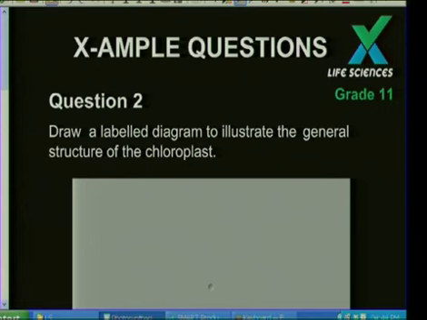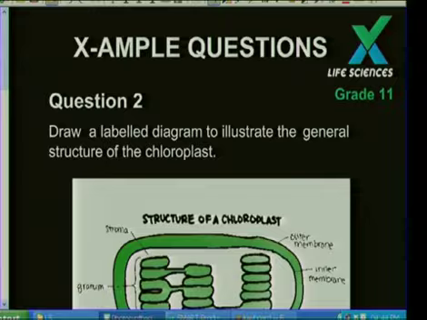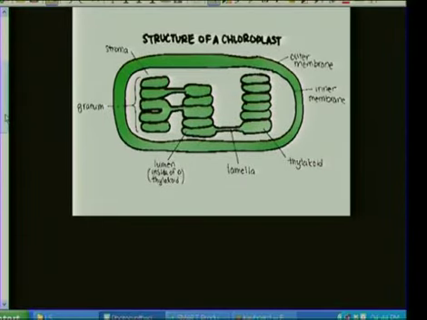Now, the next question wants you to use a drawing skill. Draw a labelled diagram to illustrate the general structure of a chloroplast. And there we have a drawing. Remember, I put this drawing here deliberately so that you know that we're not asking you to be an artist when you're drawing. You and I can draw the same diagram. Let me show you quickly.